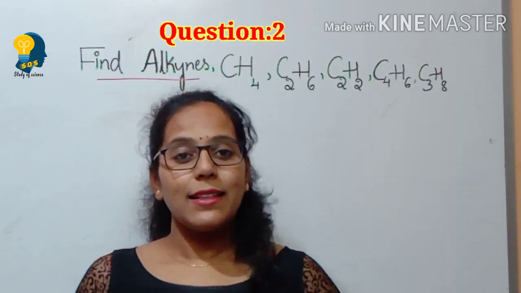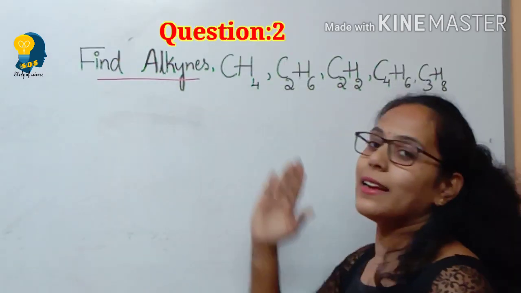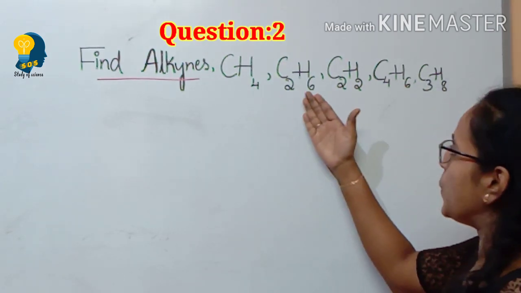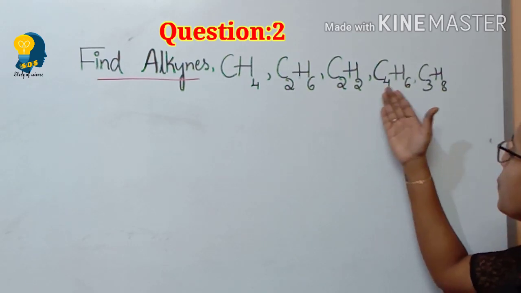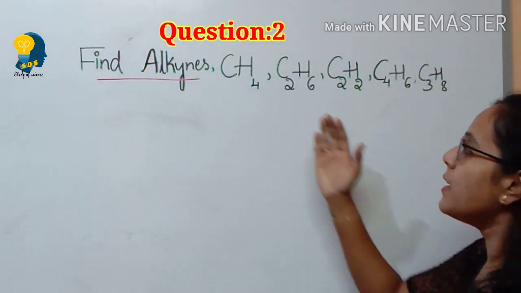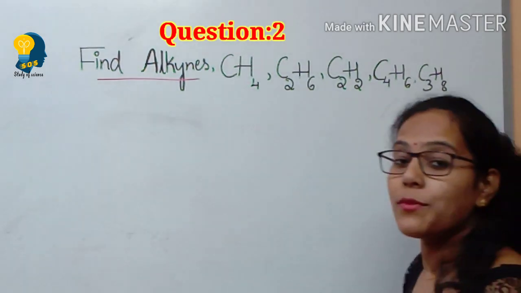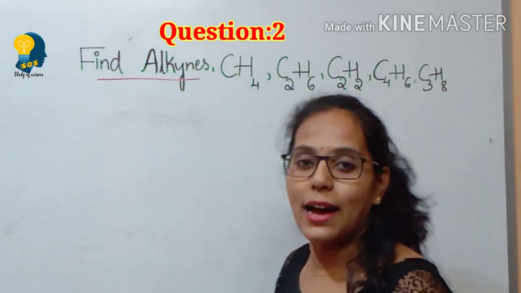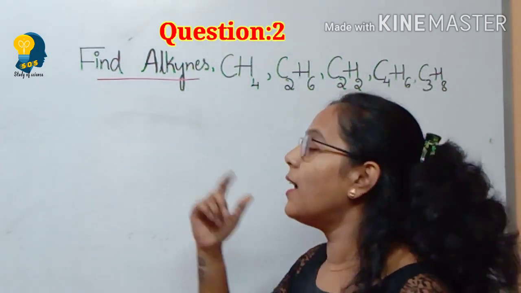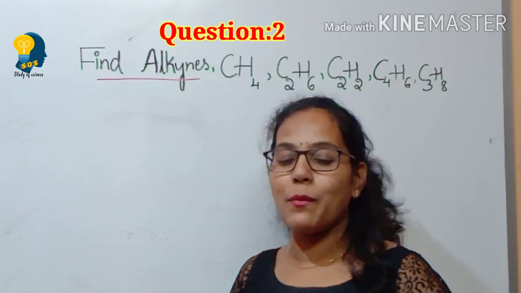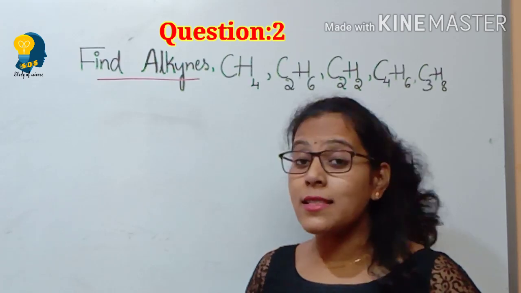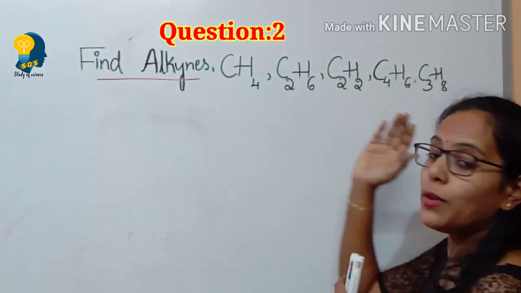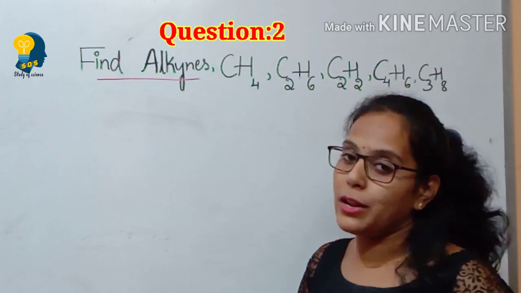Okay. The next question is find alkynes. Here are some molecular formulas, that is CH4, C2H6, C2H2, C4H6 and C3H8. Among these molecular formulas, we have to find which comes under alkyne. When I say alkyne, they are the hydrocarbons which have the triple bond between the carbon and carbon atom. They are unsaturated. Correct? To know which formula belongs to alkyne, we should know their general formula, right?